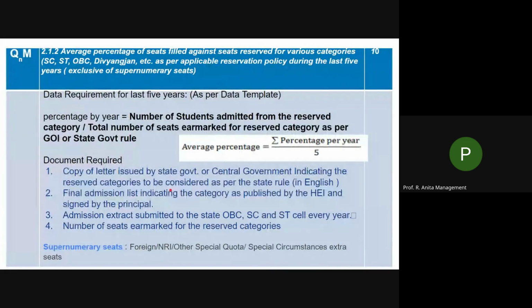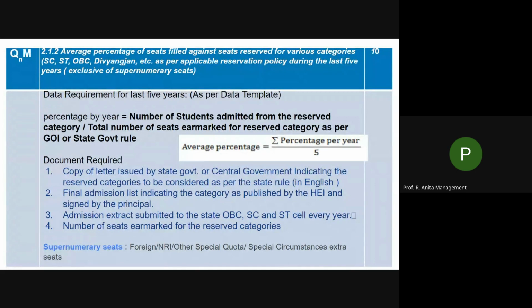And then the second one is 2.1.2, which is the average percentage of seats filled against the different categories like SC, ST, OBC. You have to mention how many seats are earmarked for that reserved category as per the government order, and how many students you got admitted under that reserved category. So you need to calculate per year and then take the average for the 5 years.